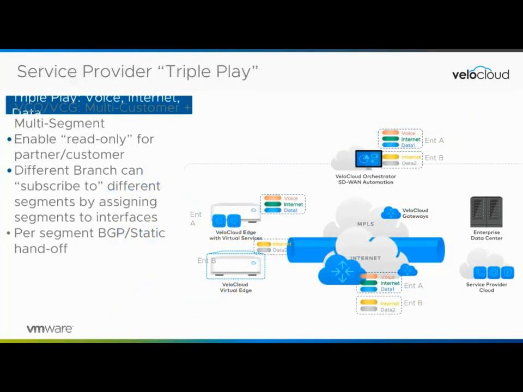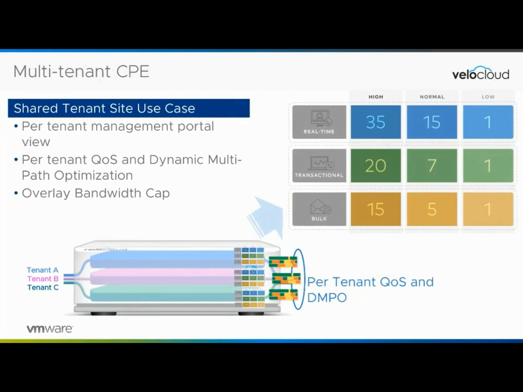This segmentation also works for the service provider triple play, where they have voice, internet, and data traffic. They can segment it, and the same segment ID is carried from the edge device on the branch side to the service provider network, also to the gateways, and from the gateway to the data center. Even in a single CPE device, I can segment it based on the tenants. And for each tenant, we'll have a separate QoS, a separate DMPO, and separate business topologies.